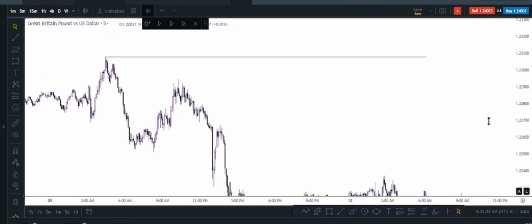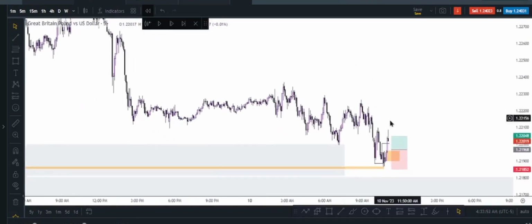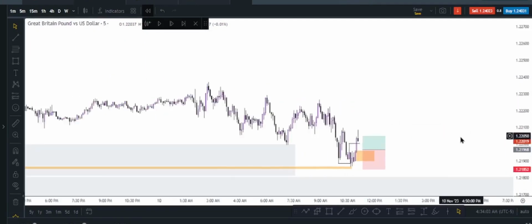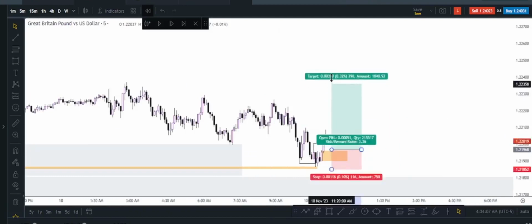But once price takes out the first structure here, if it takes out this structure, you move your stop loss to break even. All right, once it takes out this structure, you move your stop loss to break even. Okay, I hope you understand what we are saying. So now this is your ultimate target.